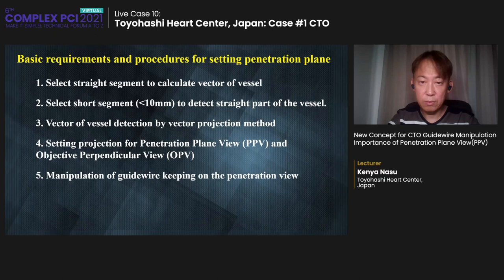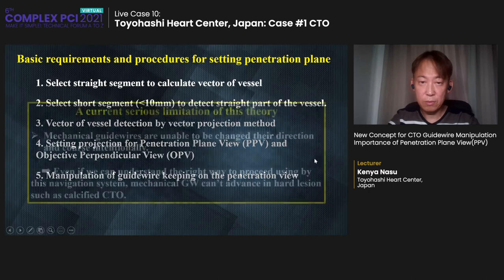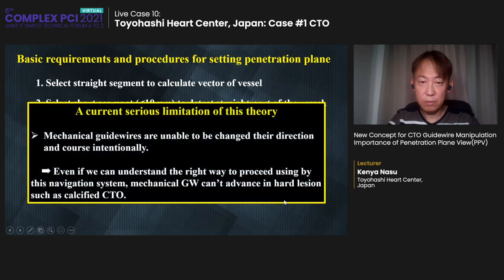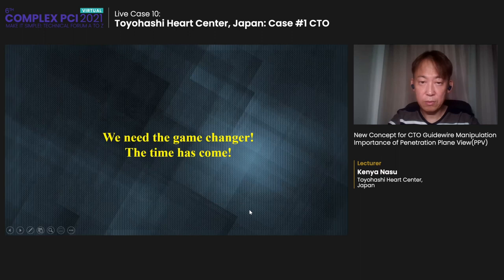In our methodology, we need a straight and short segment in the CTO region for calculation of the Bessel vectors. However, we have a very big limitation of the current CTO PCI system: mechanical guide wires are unable to change their direction or course intentionally. So we need a game changer.